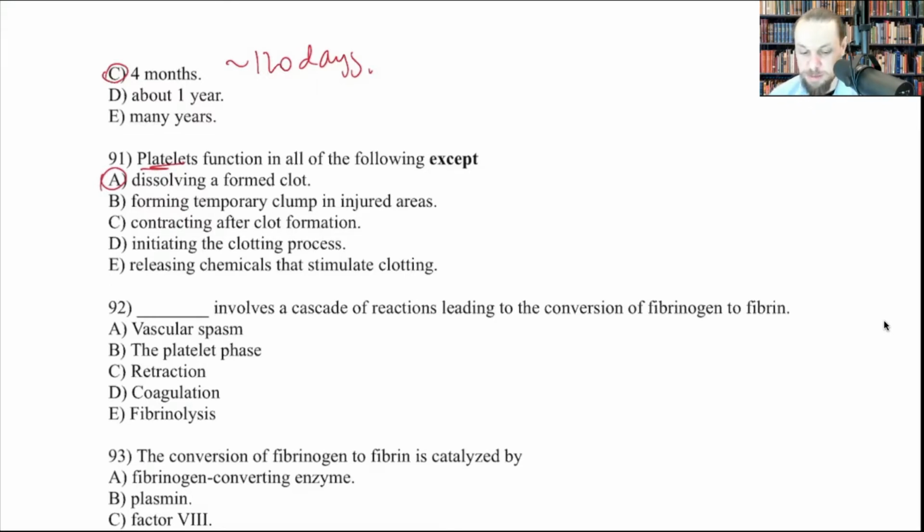We make some of that. We do make clots in your body normally, right? And your body breaks them down. You don't die from it if they're small enough. And plasmin lyses those clots. And platelets' function is definitely not to dissolve those clots.